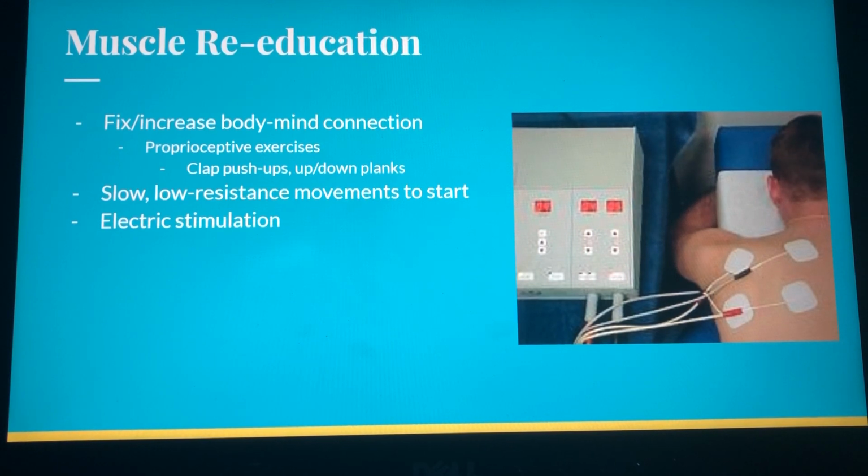You want to use slow and low resistance movements to start, because you're trying to focus on the mind-body connection and not how much weight you can lift. The lower weights allow the body to focus on what's being moved and when it's being moved. Another thing that you can do at the beginning of rehab is electric stimulation, which can help the muscle fibers fire when you want them to fire.